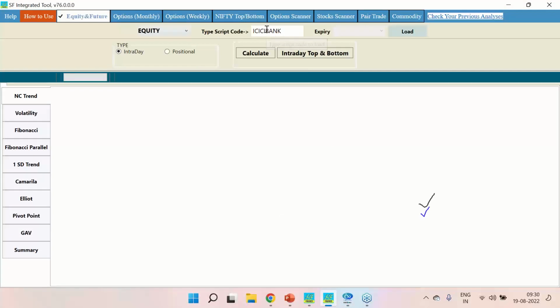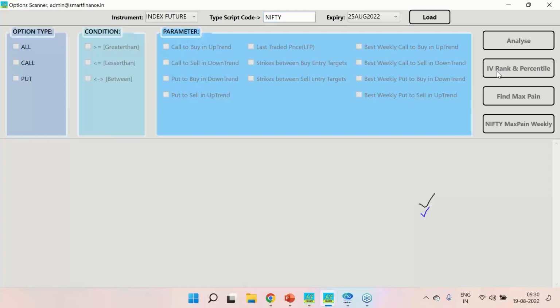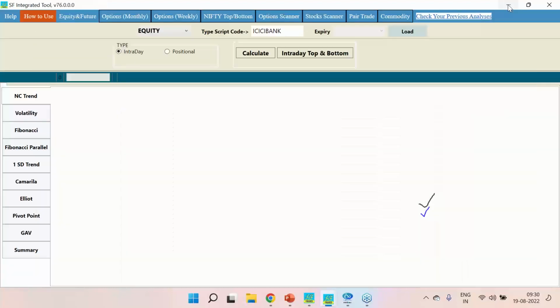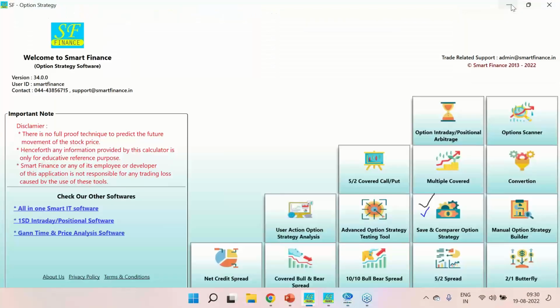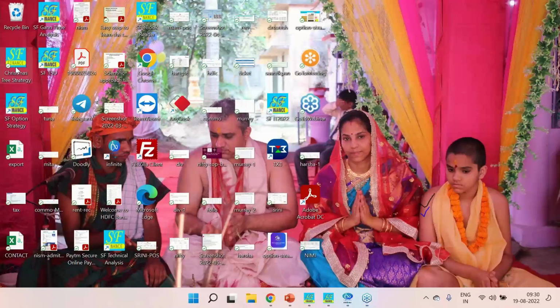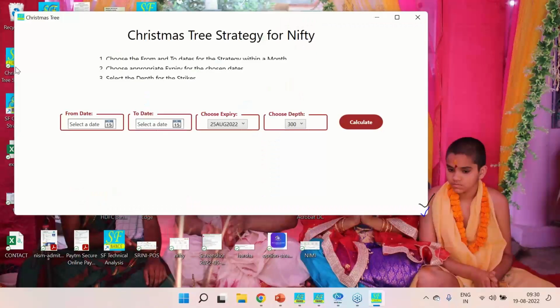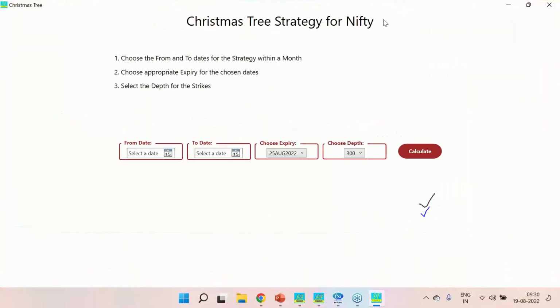And one very important concept on the advanced option segment. I again repeat, in the advanced option segment, one very important concept: how to use IV rank and percentile, max pain. These are the things that also will be discussed in today's session. Along with that, one more option strategy, a new interface we are under the process of developing. However, that tool will not be there for sale. So the Christmas tree option strategy, how to initiate, that also will be discussed.